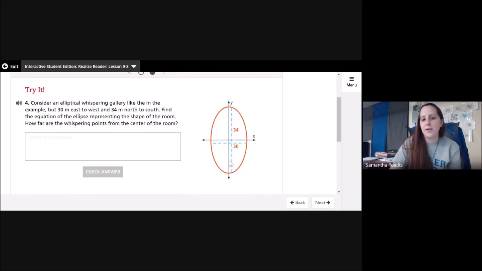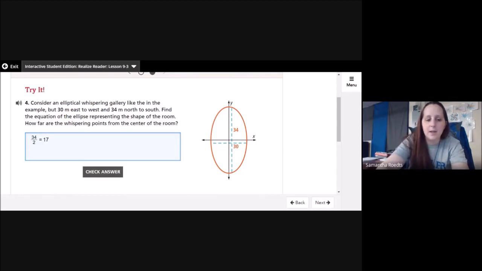So I have 34 as my longest. It's again centered at the origin. So 34 divided by 2 is 17. 34 over 2 equals 17. Okay, and then 30 divided by 2 is 15. So that gives me my 2 points.